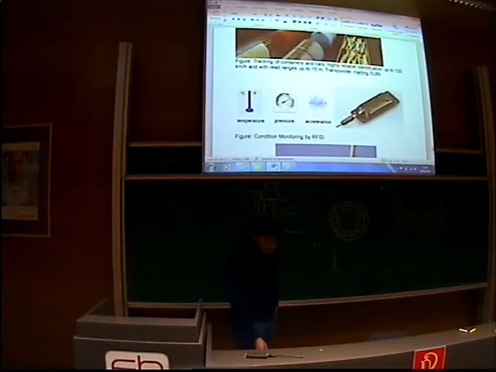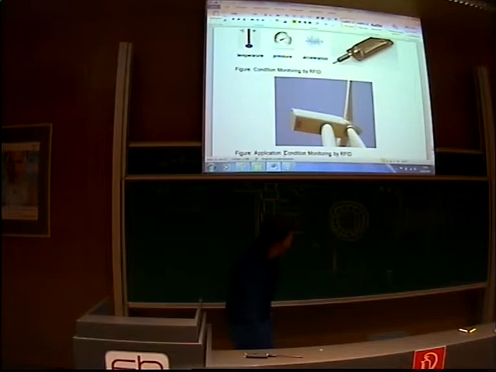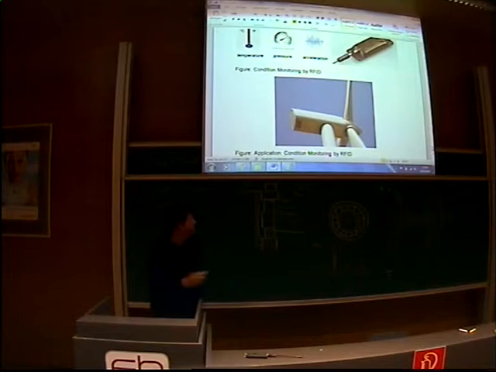Another application, condition monitoring by RFID. In this case, the energy supply is not a problem because the sensors do not move.